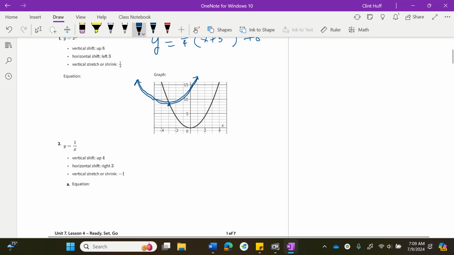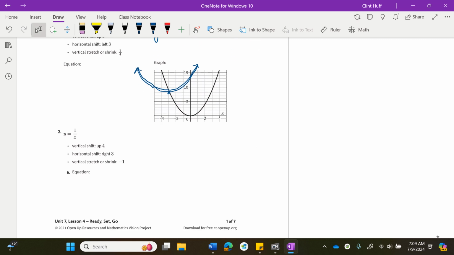All right, so the next one, we have our y equals 1 over x. We get a shift up of 4, so put a plus 4 over here, and a horizontal shift to the right of 3, so that's going to be x minus 3 right here. And then this says vertical stretch. To me, that's more of a flip over the axis, but that puts a negative sign in here.